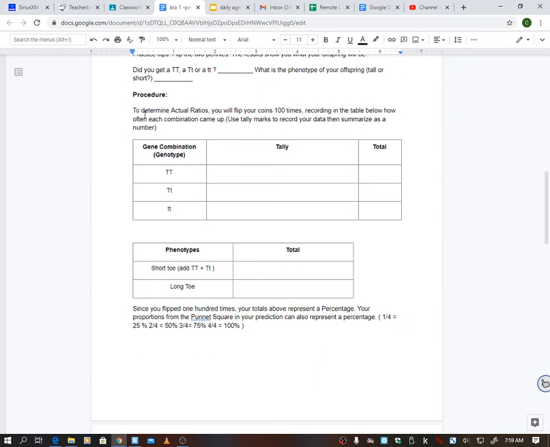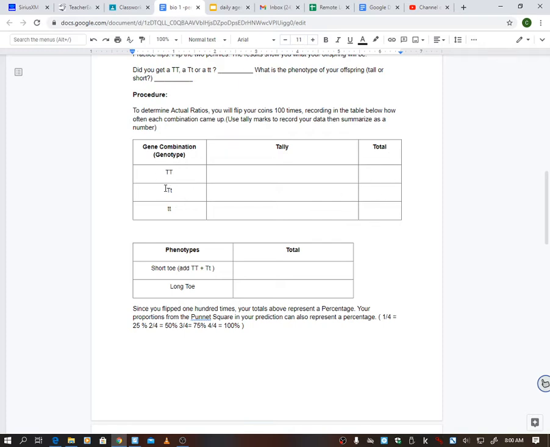In the procedure to determine the actual ratios, you're going to flip the coin 100 times. I know it sounds like a lot, but remember in science, the more trials you do, the better. So we are going to do it 100 times, and you're going to record your results in the table below. So if you flip both pennies, mom and dad, and you get 2 capital T's, I'm going to put a tally mark here. And I'm going to keep putting tally marks down until I've done it 100 times. Then I'm going to count up the tally marks and write my totals.